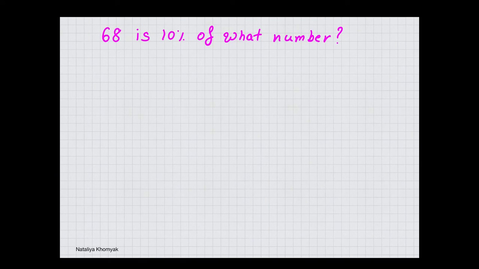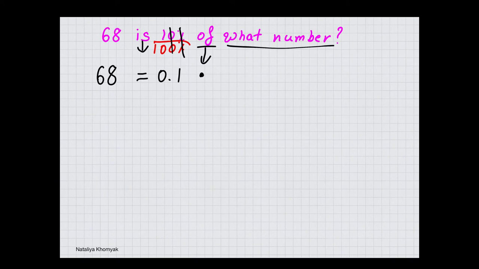68 is 10% of what number? So we have 68, "is" is an equal sign. Let's change 10% into decimals, out of 100%. It cancels. So we have 0.1. "Of" in math is multiply. What number? We don't know, so let's call it an x. So 68 equals 0.1 of x.